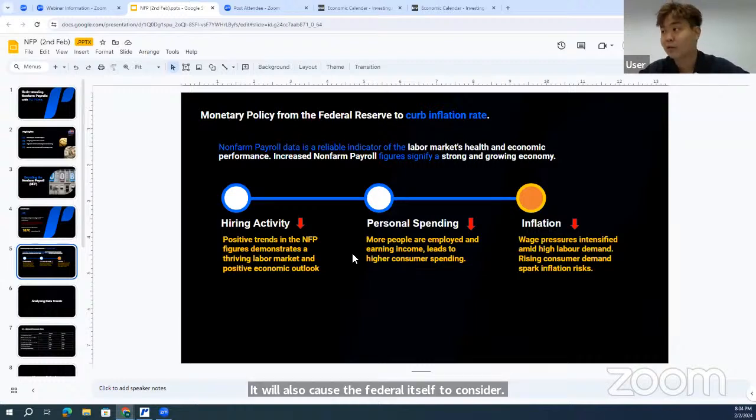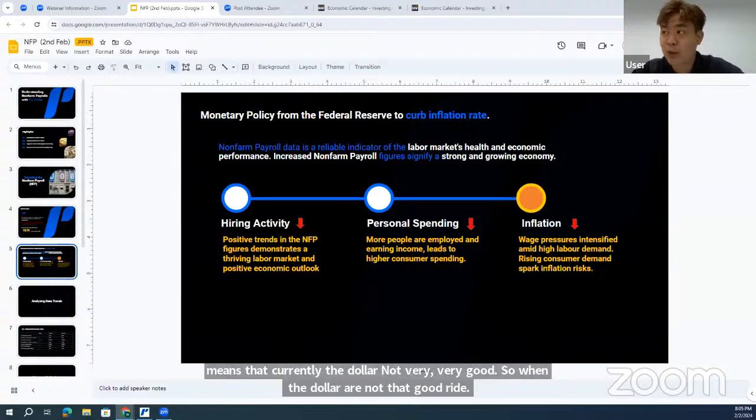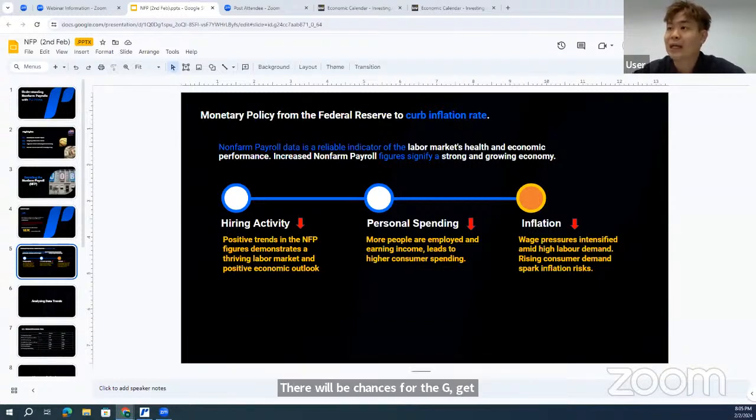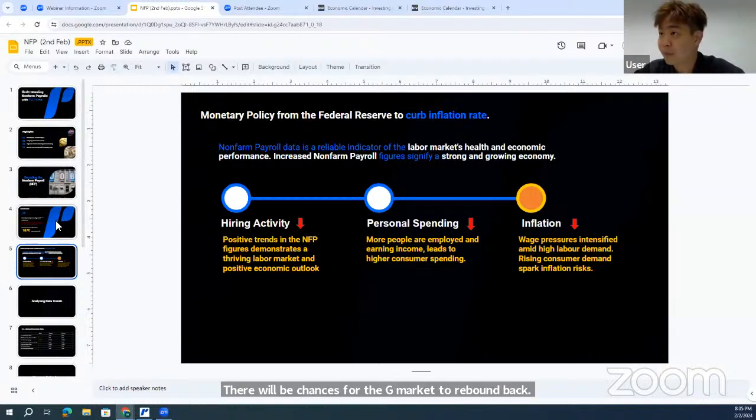It will also cause the Federal Reserve to consider reducing interest rates or maintaining their very low interest rates. This is something that can also link back to the dollar trend. To put it simply, if non-farm payroll provides a worse than expected reading, it means that currently the dollar is not very good. When the dollar is not that good, there will be chances for the gold market to rebound. So this is a key criterion for when the non-farm payroll is going to happen.